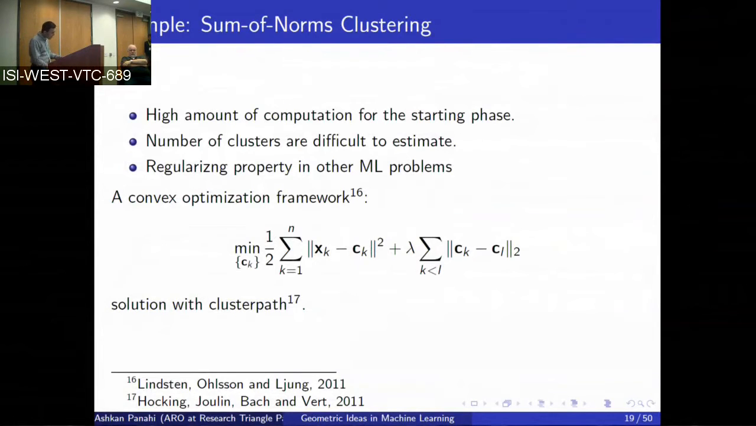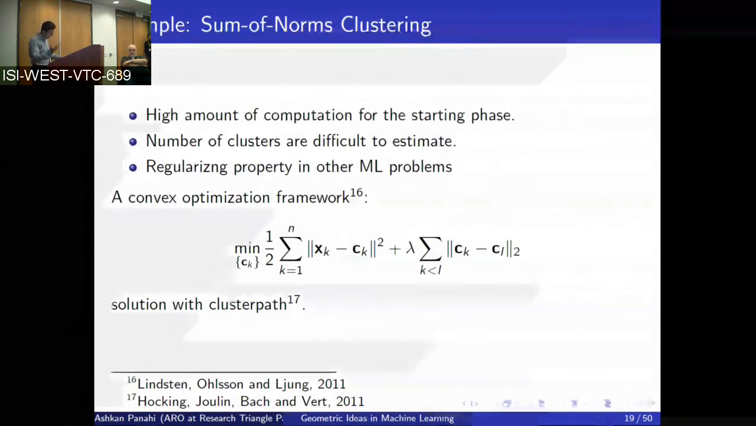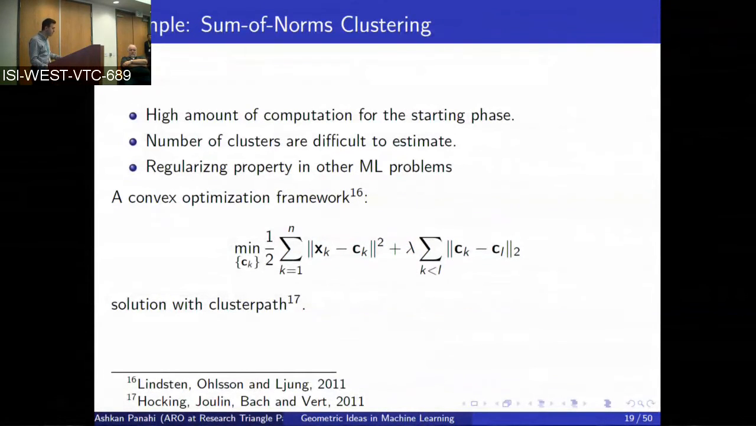So then people came up, based on this motivation, with this convex framework for optimization. This is called the sum of norms clustering. So the idea is, actually we came up with this idea and then just searched the literature and it was already there. It's very difficult.